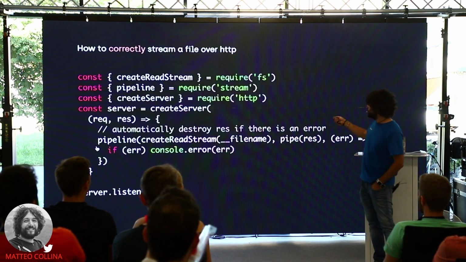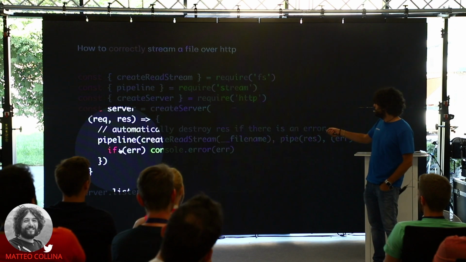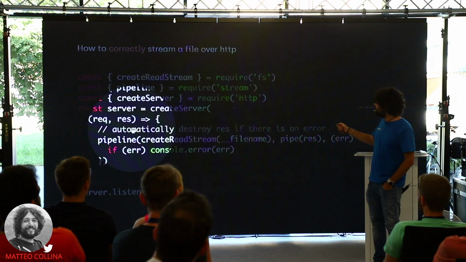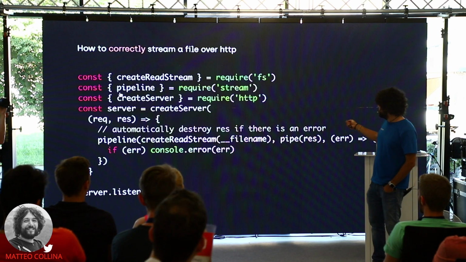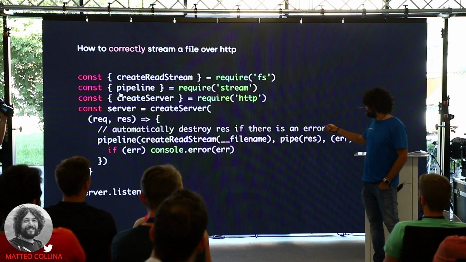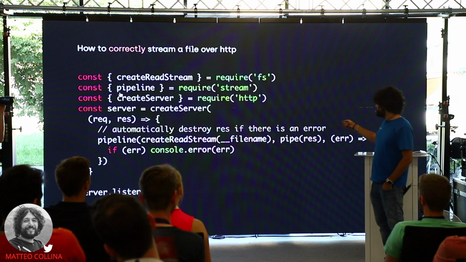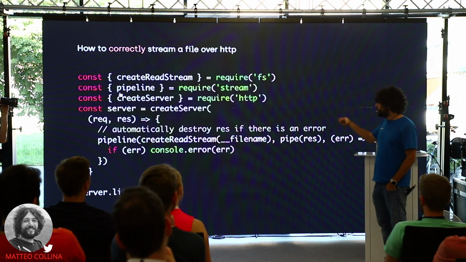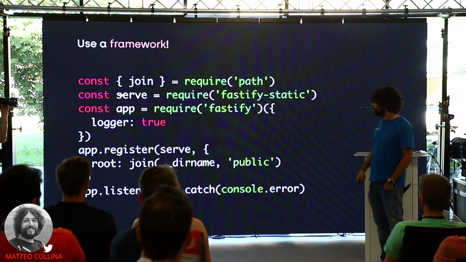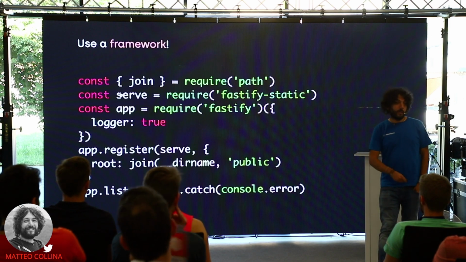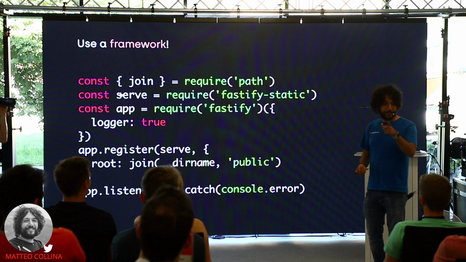So the right way is to use this nice pipeline function that we provide from stream, which you can use to automatically close the stream if there is an error. So hey, this is better. Or you can just use a framework and forget about the problem. Probably a better way.